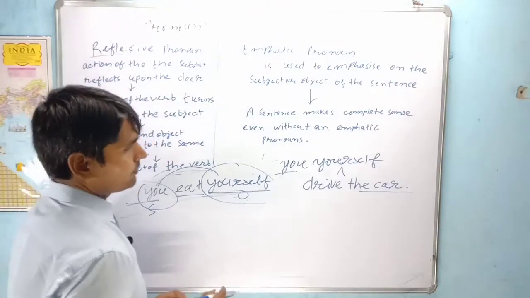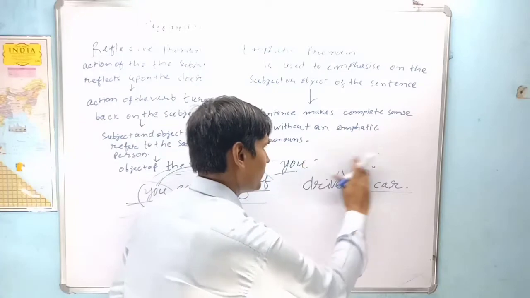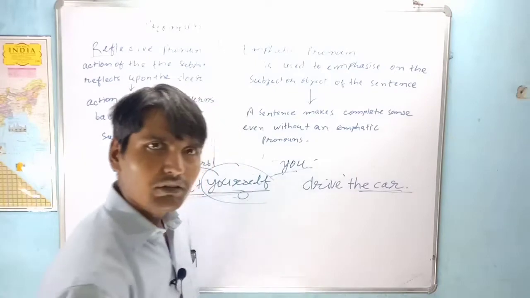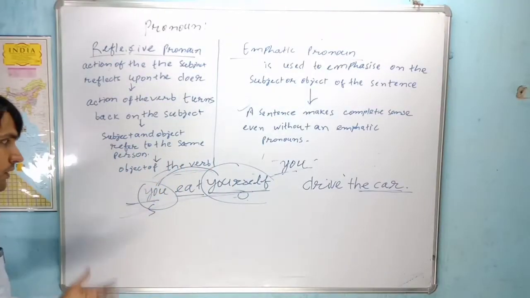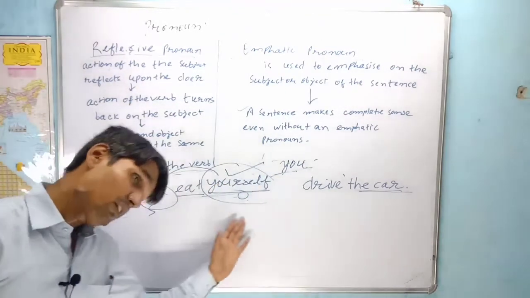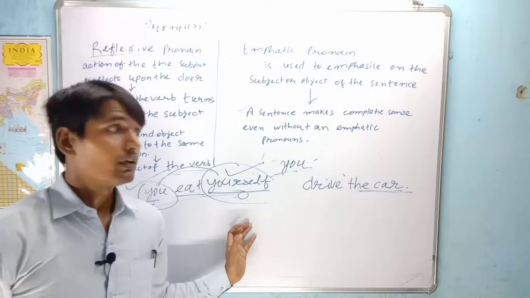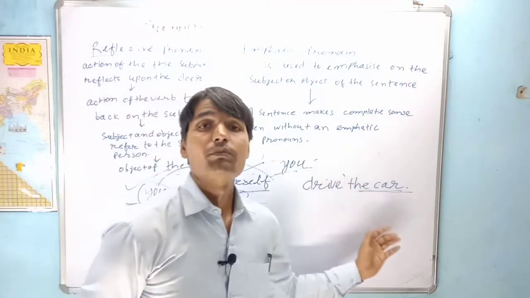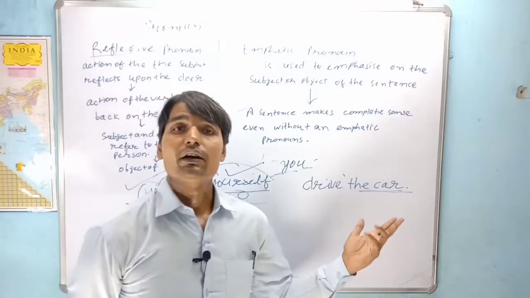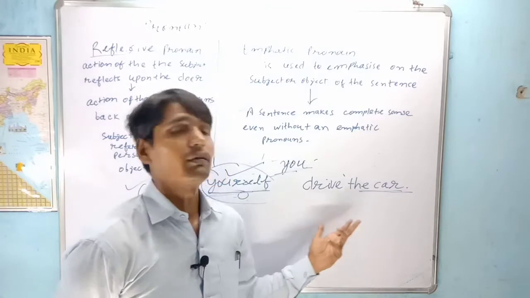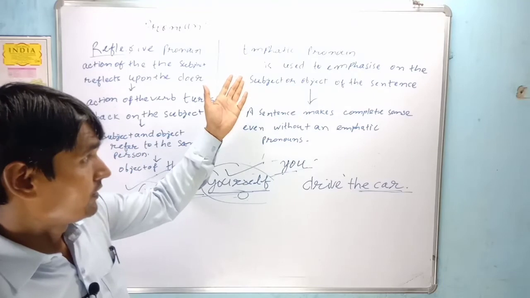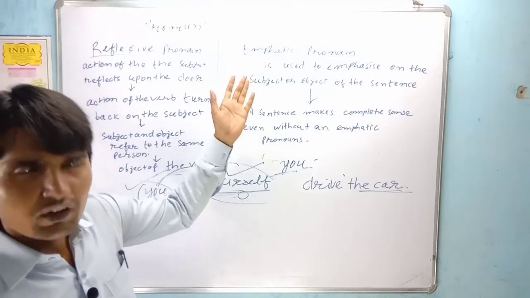Okay, so if you omit yourself, again the meaning is complete, because you is the subject and car is the object. But in a reflexive pronoun sentence, you is the subject and yourself is also the object. It means subject and object are the same person. But here the subject is different and the object is different. Who drives the car? You drive the car. So its purpose is written in the definition, and the sentence completely satisfies the definition.